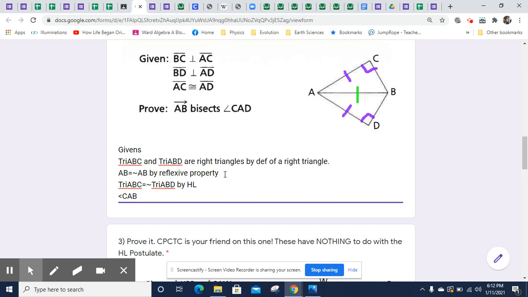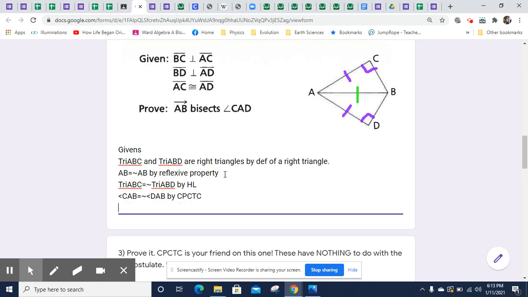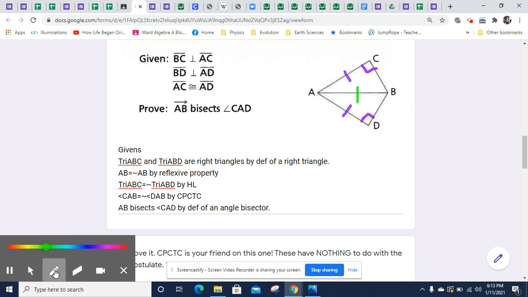CAB is congruent to angle PAB, okay, by CPCTC. And then we can say AB bisects angle CAD by definition of an angle bisector. And the reason it does that is if those two angles are congruent, this angle here is congruent with this angle here, then AB bisects CAD.